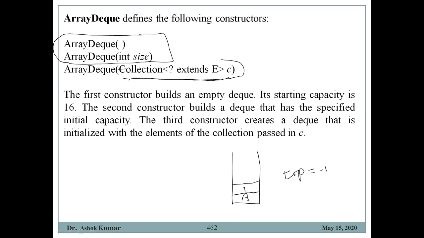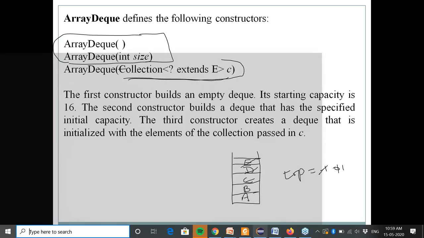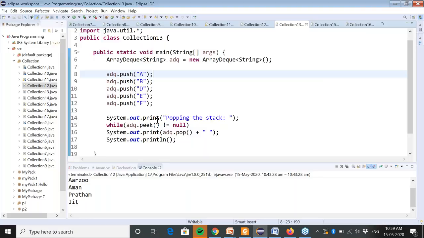When you add b, that b will get added at the top of a, and the value of top will change first from minus 1 to 0 and then 0 to 1. Then if you add c, that will get added at the top of b. If you add d after that, d will get added at the top of c, and then if you add e, that will get added at the top of d. Now you can remove the elements one at a time from the top. So first e will be removed, then d will be removed from the stack, then c will be removed, and so on. So this is the case. If you look at that program again, you have added the elements on the stack in this order. If you try to remove them, you will get those elements in the reverse order. So first you will get f, then e and d, then b, and then a.